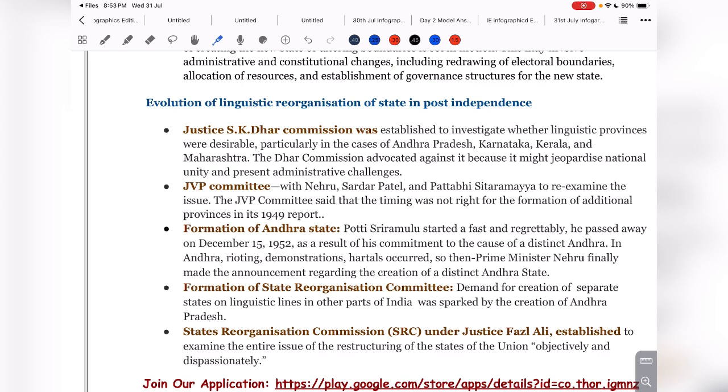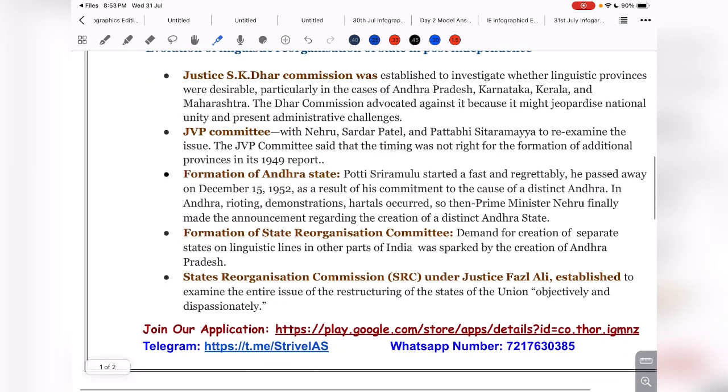So at this moment it is not feasible, or it is not the right time, for reorganization of states on linguistic lines. Then next is the formation of Andhra Pradesh. What happened after the JVP committee?